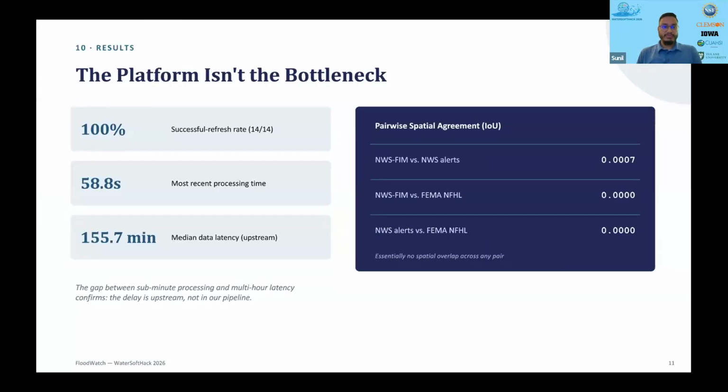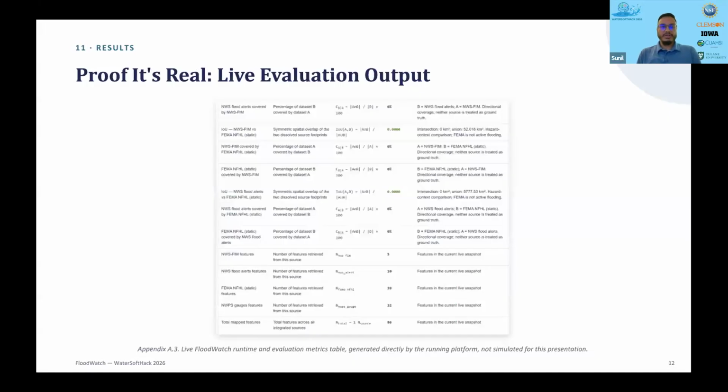Our platform hits the 100% refresh rate, and we have a processing rate of less than 1%, and quite large latency, which is about 2.5 hours. This gap between the sub-minute processing and the multi-hour latency confirms the delay is in upstream updates from the federal agency and not in our pipeline. Next, please. These are the real-time evaluation statistics that show the refresh rate, intersection over union, and other statistical parameters. They are real-time and updated at the refresh rate.